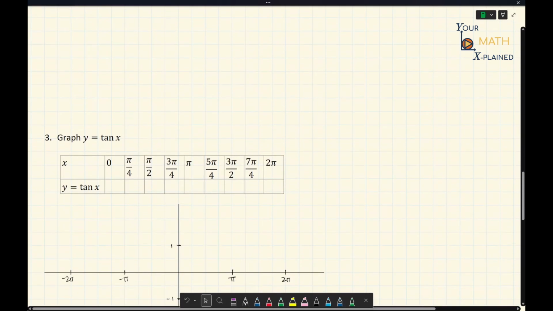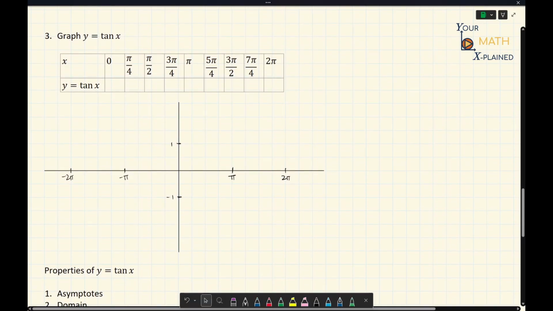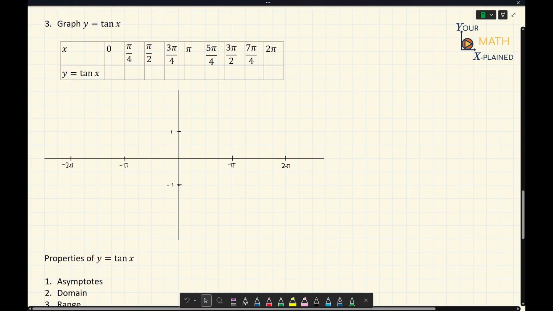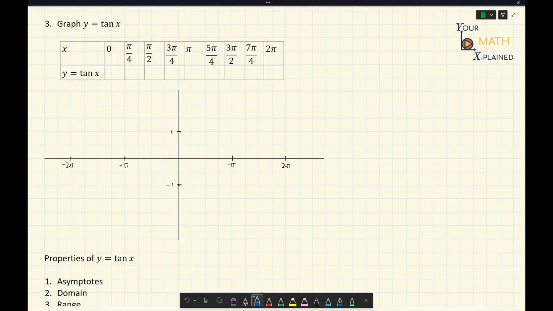Now, the last function we're going to cover in this video is the graph of tangent x. Now, this one is going to look very different from the previous two graphs. But let's go ahead and fill in our table first. So tangent of 0 is going to be equal to 0, but tangent of pi over 2, from our axis angle, we know that it is undefined.